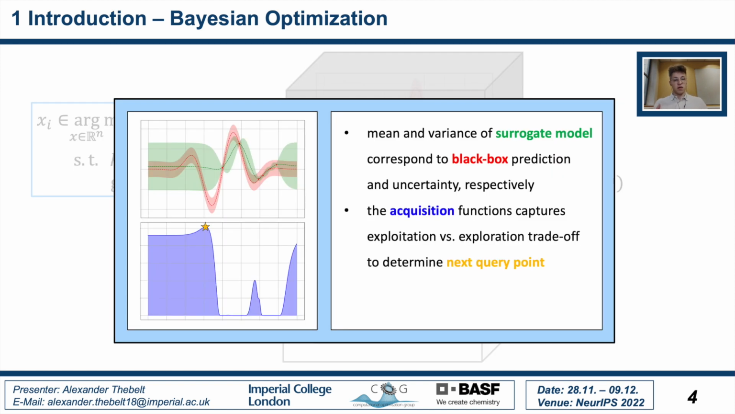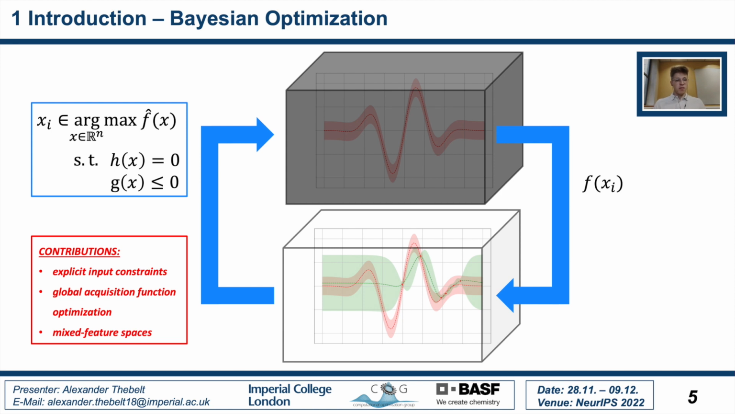The mean of the surrogate model gives us a good idea of where we can find good black box values, and the surrogate's variance metric indicates which inputs we have to further explore to better understand the black box behavior. And in Bayesian optimization, this is called the exploitation-exploration trade-off that is captured in the acquisition function. The here proposed algorithm contributes to the existing literature by allowing for explicit input constraints, global acquisition function optimization, and effective handling of mixed feature spaces.